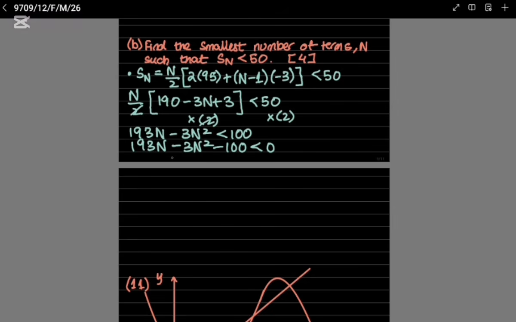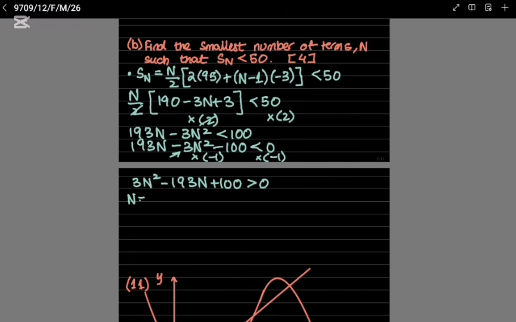Why? Because over here the leading coefficient is negative, so let's make it simple and multiply it by minus 1. So 3n squared minus 193n plus 100 is greater than 0. Why greater than 0 this time? Because every time you multiply by a negative number or divide by a negative number, you flip the sign.